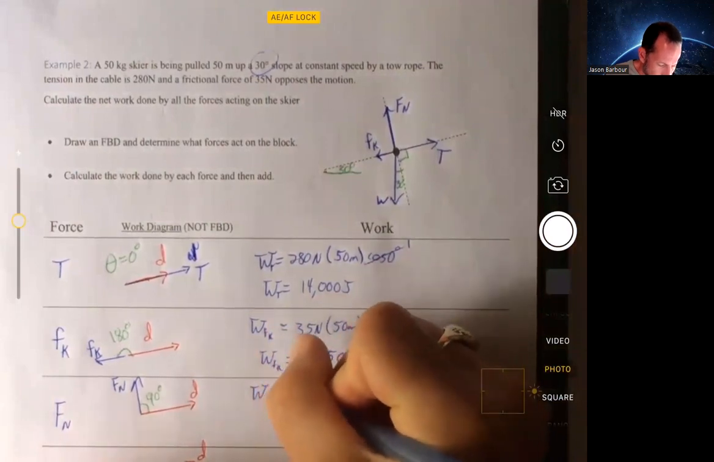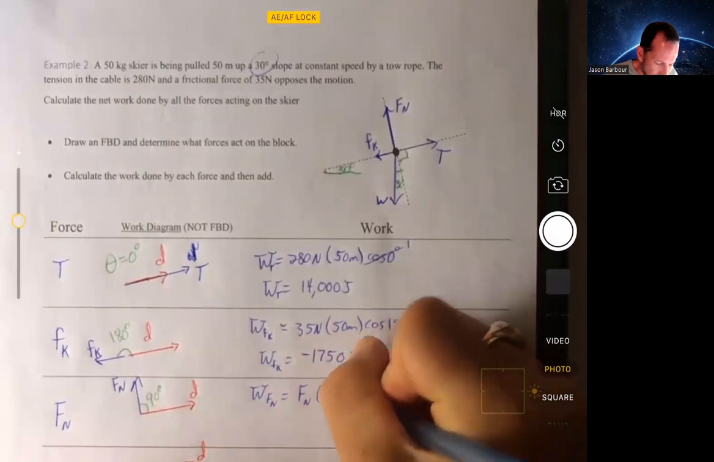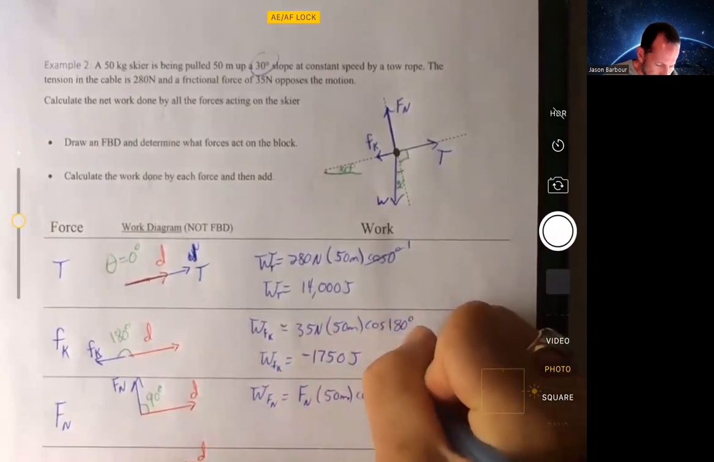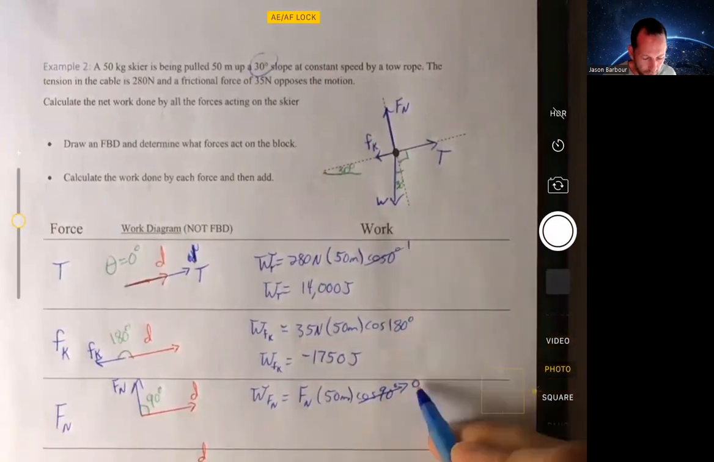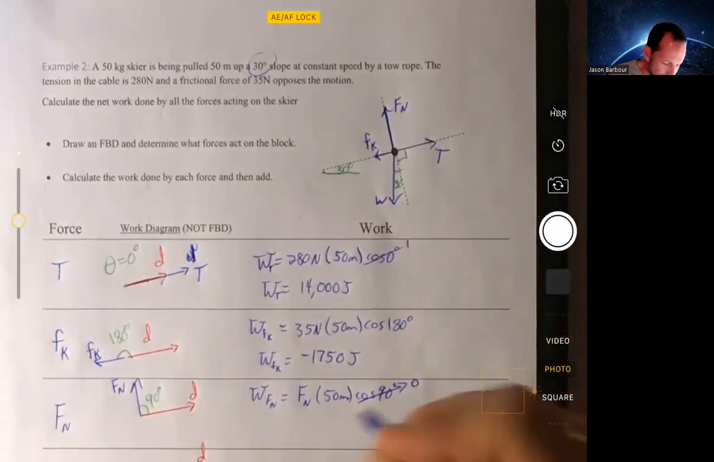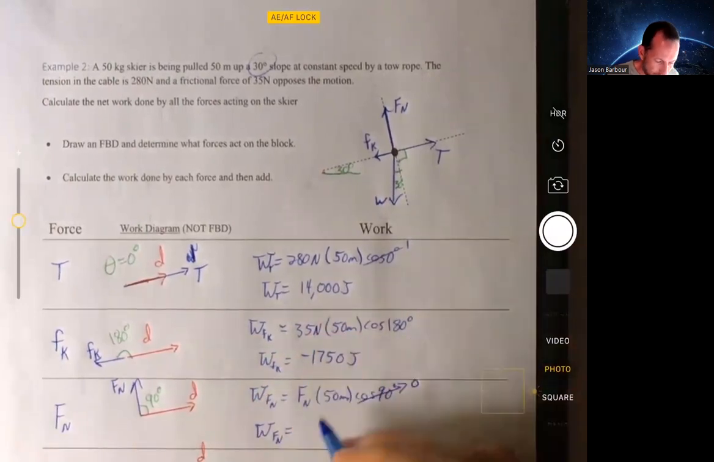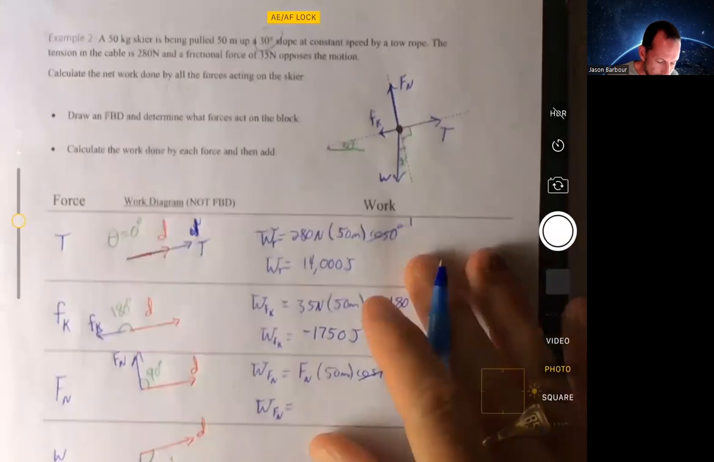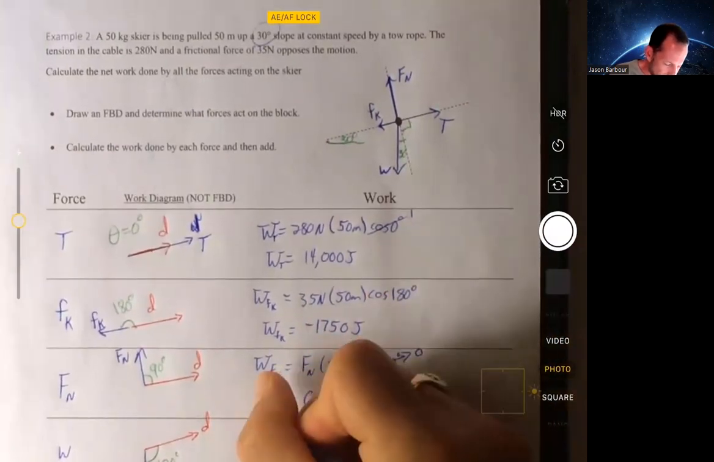Work done by the normal force is equal to the normal force times 50 times the cosine of 90, and this is zero. Okay, so here I crossed it out and wrote a one. Here I'm crossing it out and writing a zero because I know the cosine of 90 is zero, so I don't need to bother to find how big the normal force is. I know that some number times 50 times zero is zero.